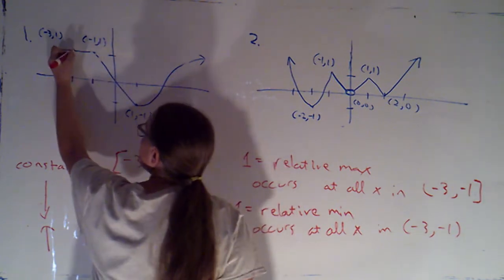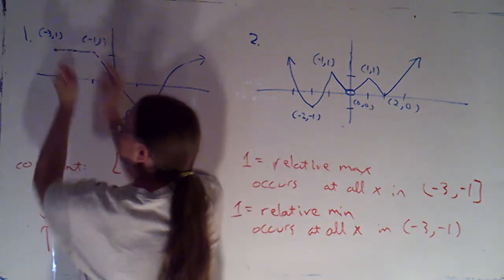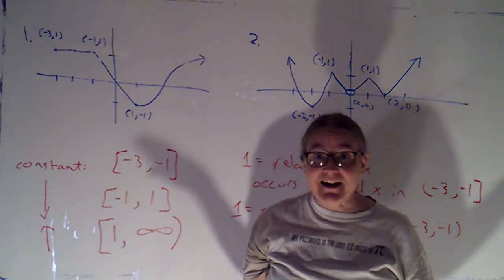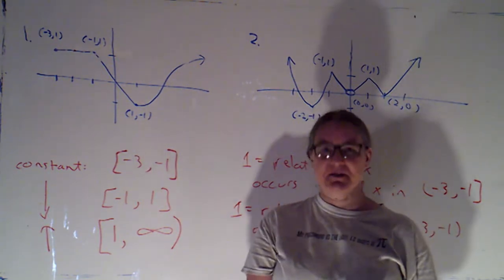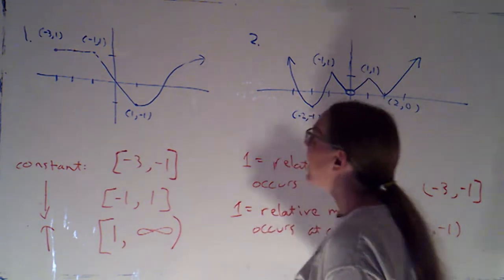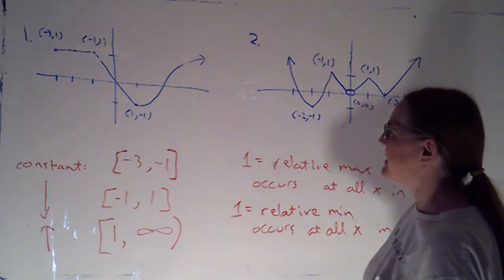But if I'm somewhere in the middle here, and I look a little to the left and a little to the right, I don't see anything higher, so it's a relative max, and I don't see anything lower, so it's a relative min. All right, so plateaus are sort of the tricky points.